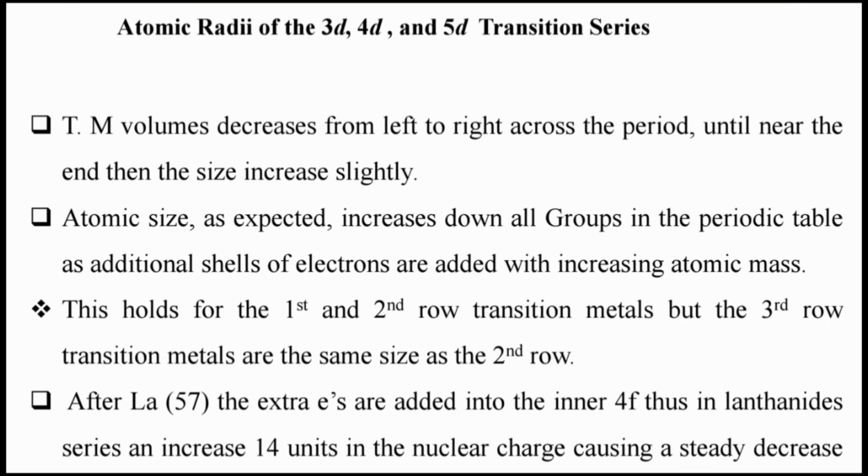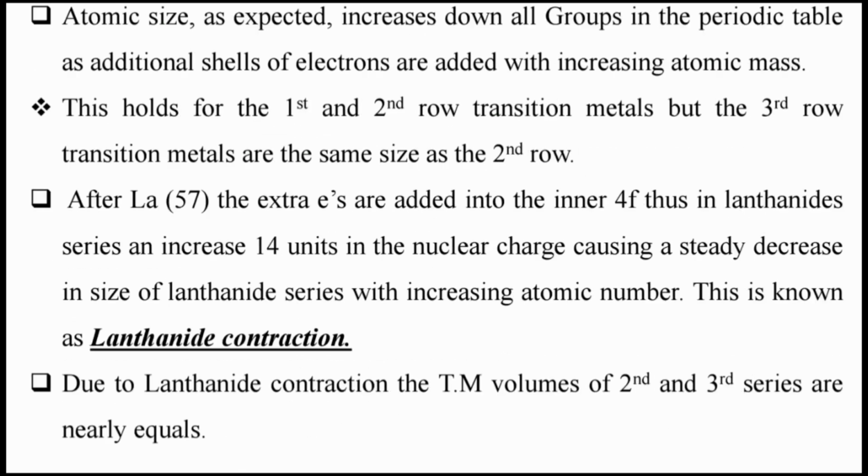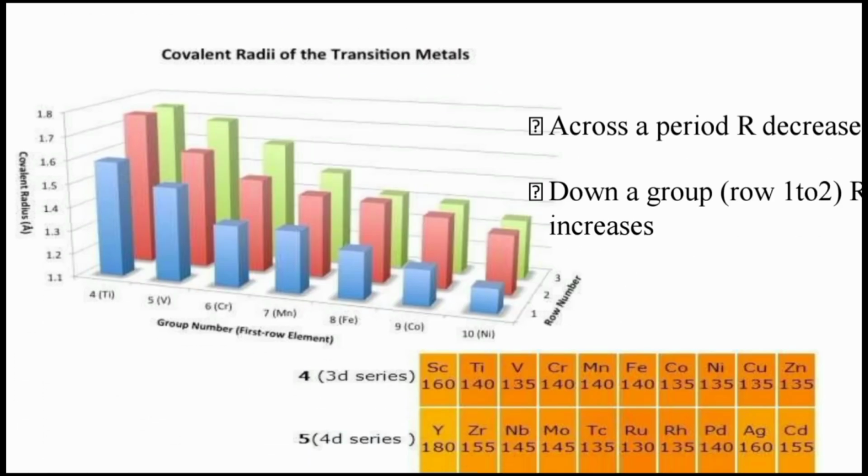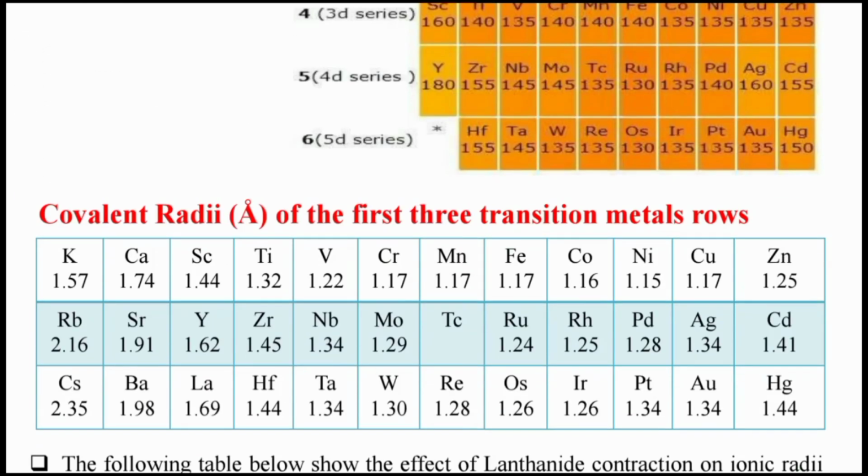Atomic size is expected to increase down all the groups in the periodic table as additional shell electrons are added with increasing atomic masses. Okay, atomic sizes across a period decrease, down a group increase. This is the activity.